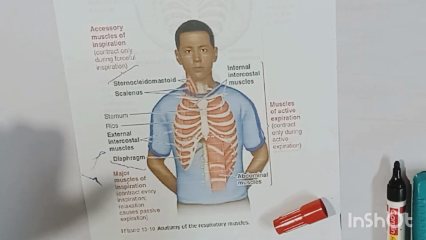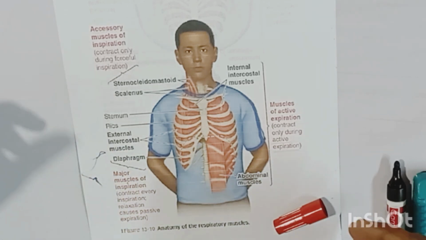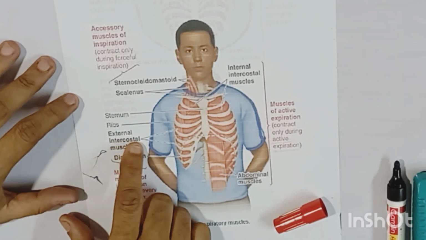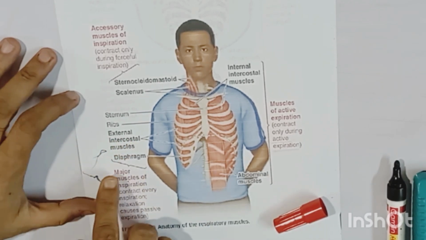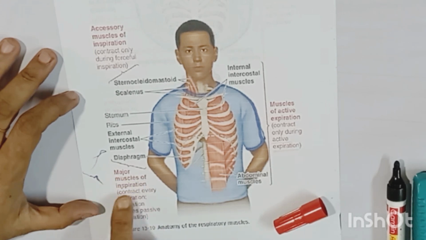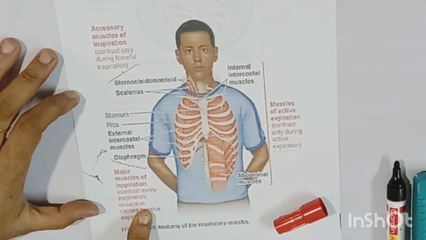The lower ribs are pulled outward, and when the ribs are pulled outward, they increase the volume of the thoracic cage. So the contraction of these external intercostal muscles and the contraction of the diaphragm going downward are the major muscles of inspiration. They contract with every inspiration.